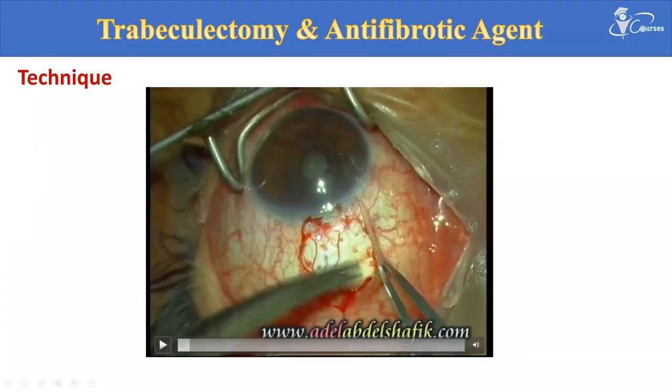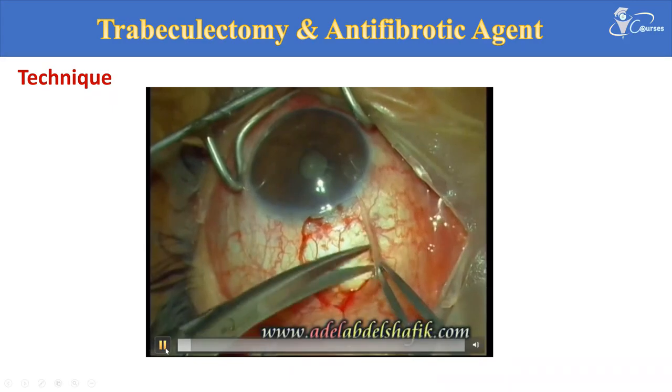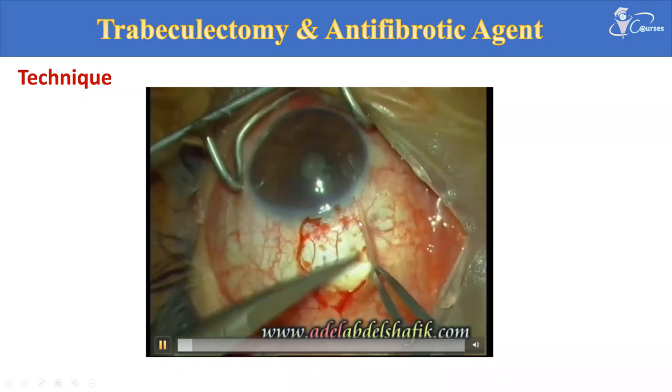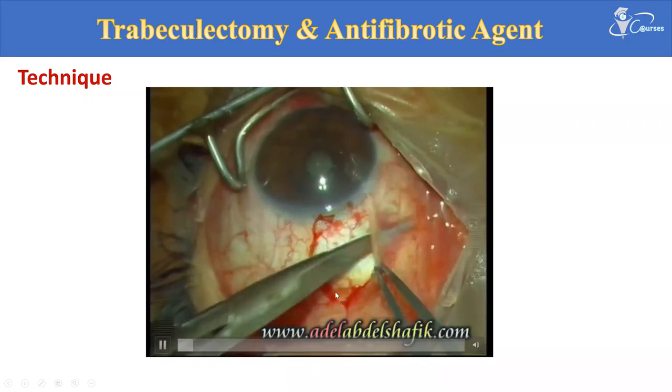This is a fornix-based flap, and doing dissection. So we do proper dissection, trying not to make any opening or any holes in the conjunctiva, trying to avoid any buttonholes. Then also dissect and remove the tenon, trying to remove as much tenon as possible to prevent the possibility of tenon cyst formation. Doing cauterization, then we do the subscleral flap.